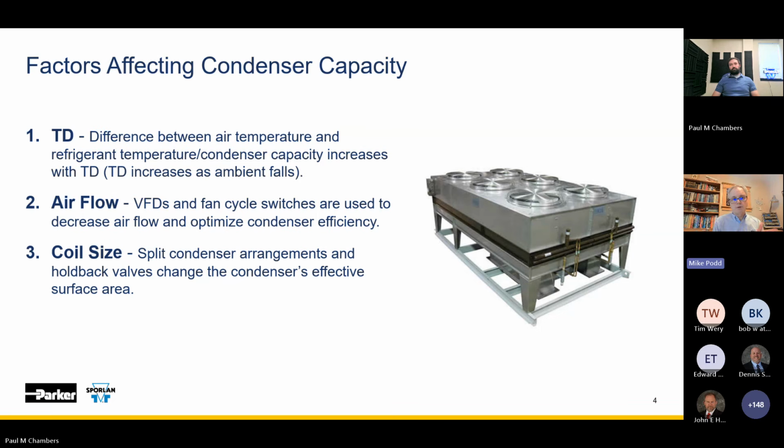On some supermarket or larger systems, we have split condensers, which are basically two equally sized condensers working in parallel. When we stage enough condenser fans off, and the system configuration says we can split, we can reduce our condenser surface area by 50%. We'll shut off refrigerant flow through that condenser and just use half the condenser. So that is a way to reduce the effective surface area of the coil and keep the head pressure up without any mechanical means.